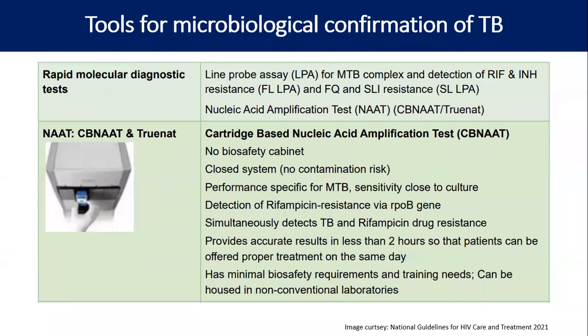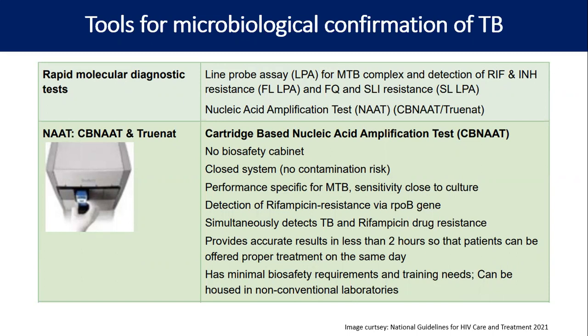Now, there are certain tools for microbiological confirmation of TB, like the rapid molecular diagnostic test, NAT test, or CBNAAT test, or TrueNat test. This cartridge-based nucleic acid amplification test is very useful because it doesn't need any biosafety cabinet. It is a closed system, performance is specific for MTB, and sensitivity is close to culture. Detection of rifampicin resistance is also done in one go, and it provides an accurate result within less than 2 hours, so that the patient can be started on ATT on the same day. It has minimum biosafety requirements, training needs are also less, and it can be housed in non-conventional laboratories. So these are the usefulness of CBNAAT. That's why it has been included in the program.